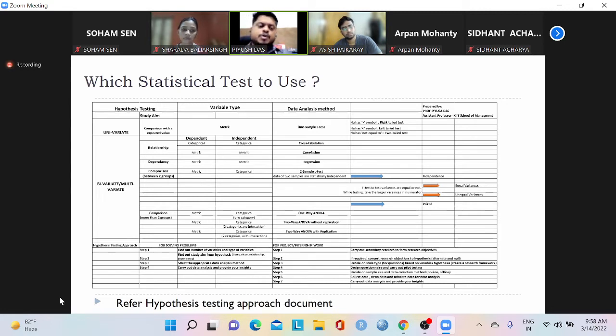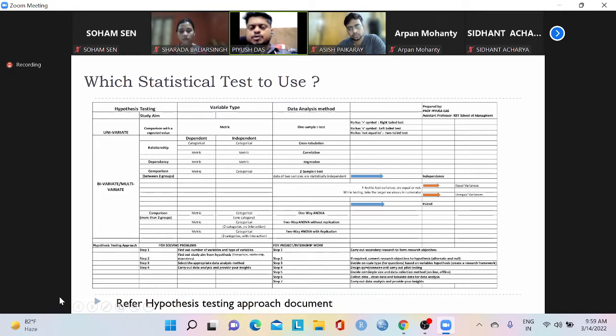Once you frame your hypothesis, then select the appropriate data analysis method. This document I have shared with you. Just go sequentially. How many variables? What is my study aim? What kind of variable types? What is my dependent variable? What is my independent variable? Then accordingly your data analysis method, right? So this is going to help you find out what kind of analysis method you want to use, either from your exam point of view or later on if you use it in your internship project.